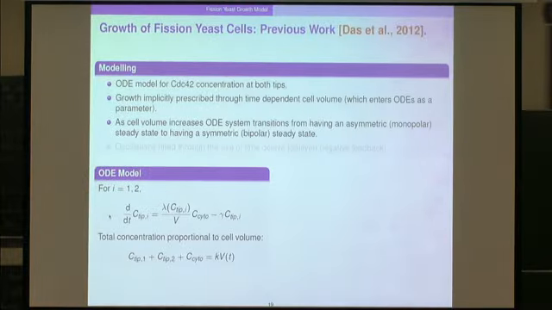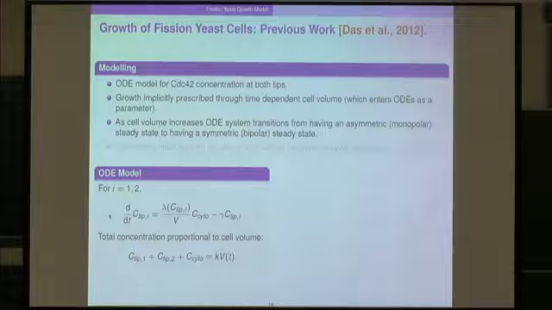So they also did some modeling work in their paper in Science, where they had a nice model, but reasonably simple, where they had an ODE model for the mass of CDC42 at both tips, so two ordinary differential equations. They didn't model growth explicitly, they just had a time-dependent cell volume, which increased over time, and that entered their ODEs as a parameter. So the ODEs look like this. You have the rate of change of CDC42 at each tip is given by recruitment from a shared bulk cytoplasmic pool and decay back into the cytoplasm.